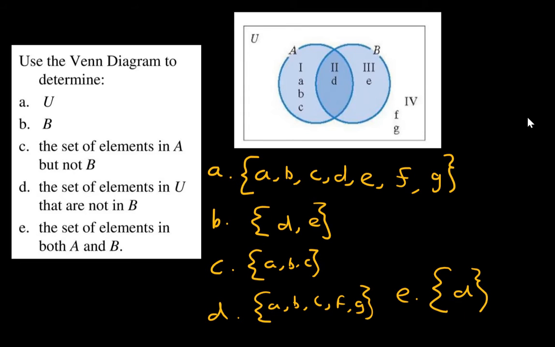Okay, I'm going to do another one. I'm going to say F. What about the set of elements in A or B? See if you can calculate that. Pause the video and see if you can calculate. Okay, in A or B, there's going to be everything in here. Remember, A or B was this region. So that is going to be A, B, C, D, and E.